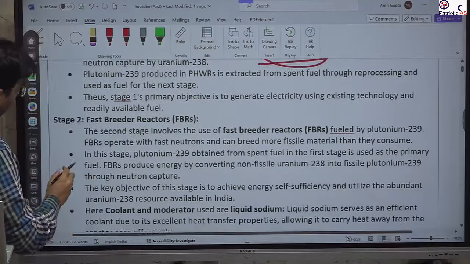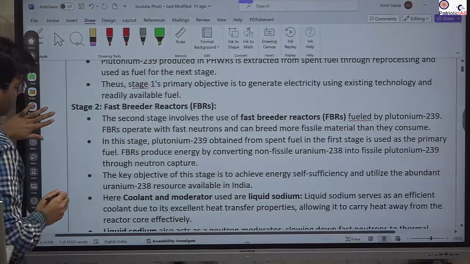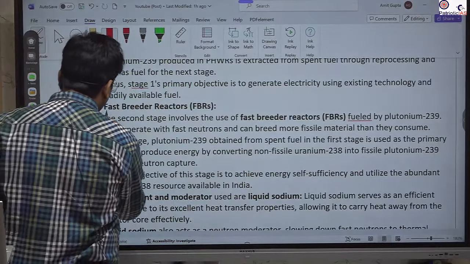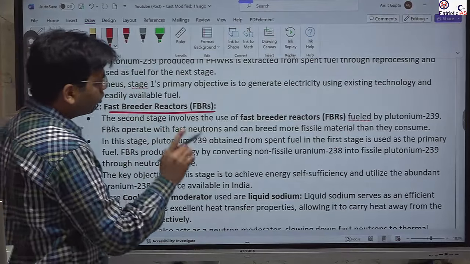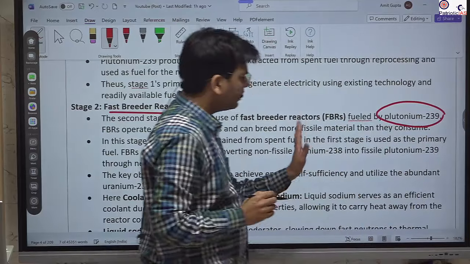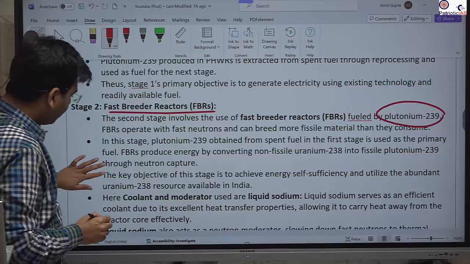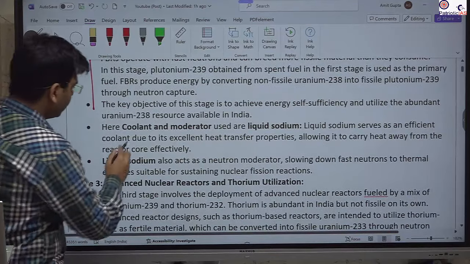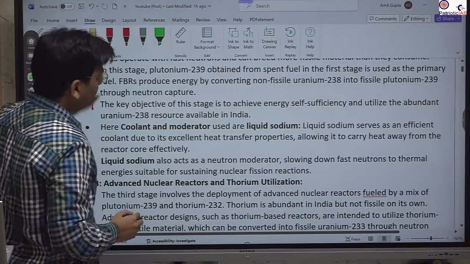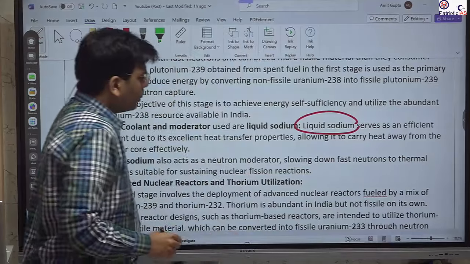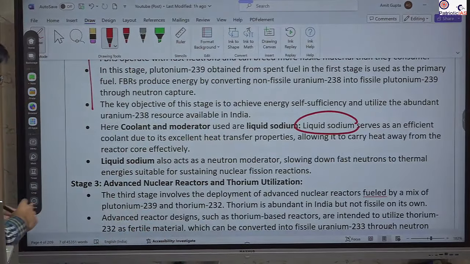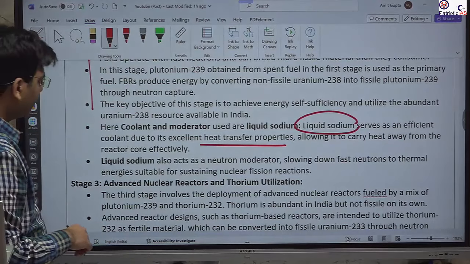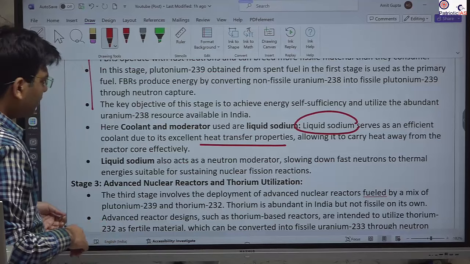So the second stage is the fast breeder reactor, for which our Prime Minister has inaugurated the installation of the core. Under that, we use the plutonium that we found in the first stage, so it reduces our dependency on uranium. And besides that, we use liquid sodium as the coolant and moderator. Please remember this. This liquid sodium is efficient because it has an excellent heat transfer property, and it carries heat away from the reactor's core effectively. So we are going to use this. Besides that, it also acts as a moderator.